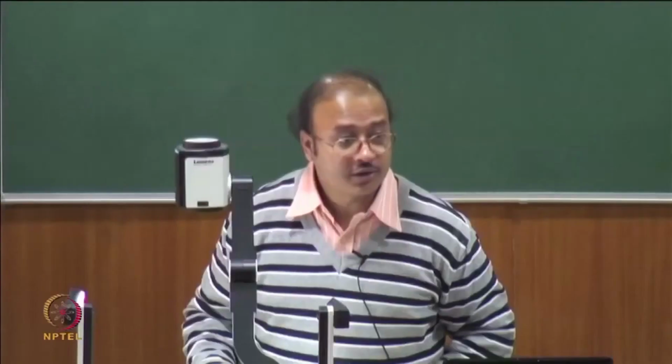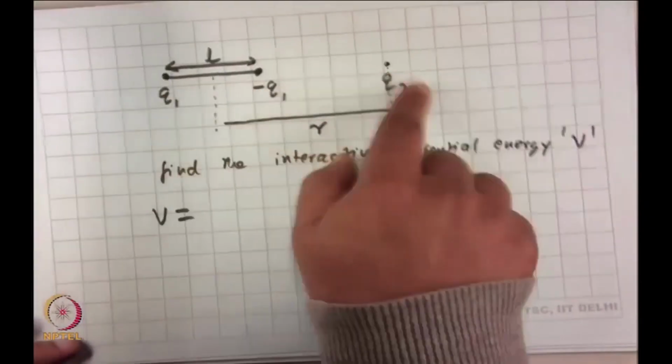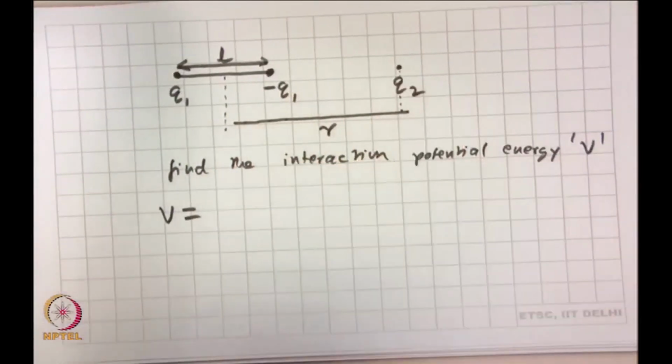You would be having two Coulombic interactions, right. One is essentially repulsive, which is between this guy and this guy, and the other one is what? Attractive, which is this and this. Okay. So let us look at that.